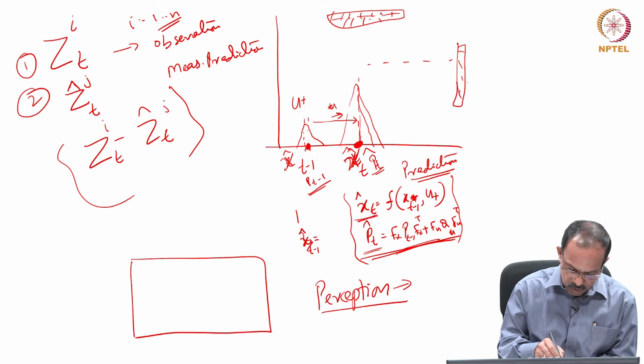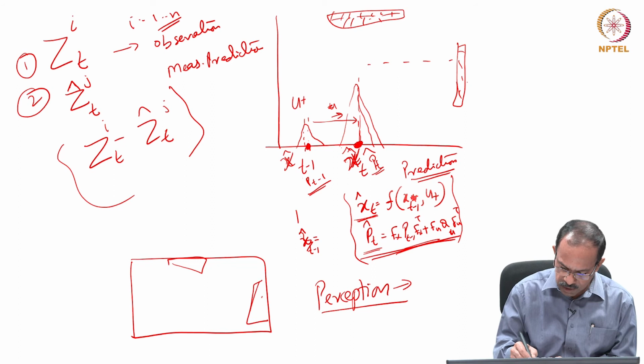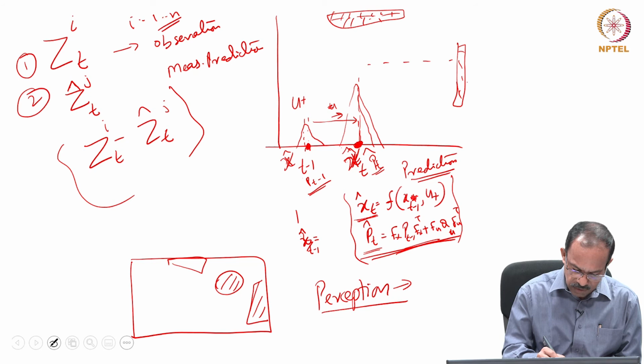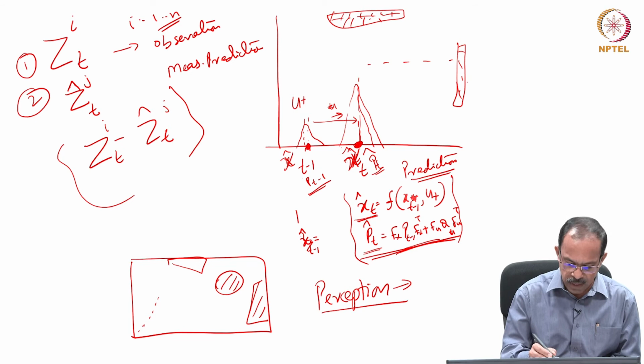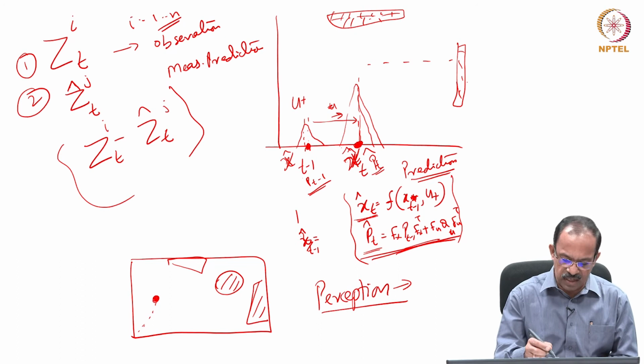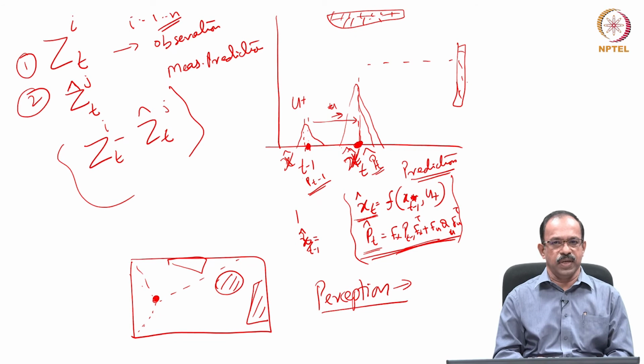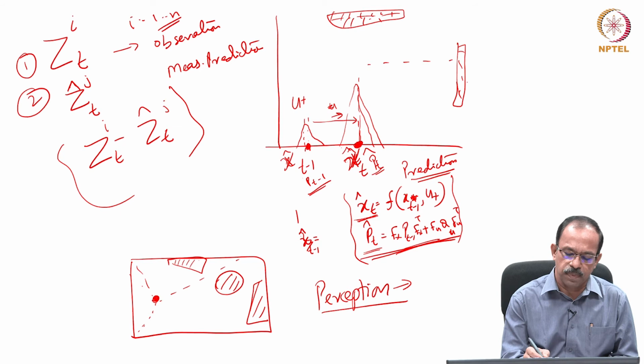Suppose these are the objects in the environment, and the robot is traveling from this location. So it is moving in this direction. Okay, and the robot predicts that it is in this position. And using the sensor, it should be able to see all the things in the vicinity. Okay, it will say that my position is this, and from there I can actually see this object.